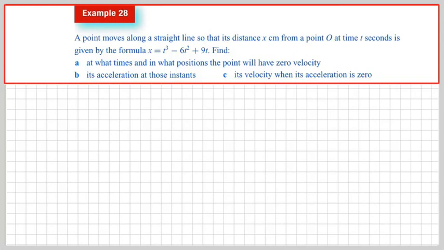We've got a point. This looks like a kinematics one now. A point moves along a straight line so that its distance x centimetres from the point O, or the origin, at t seconds, centimetres, is it? Yeah, I like to get the units right. Is given by the formula x is this stuff. It's a cubic, isn't it? Find at what times and in what positions it'll have zero velocity. All right. And its acceleration at those instants and its velocity when the acceleration is zero.